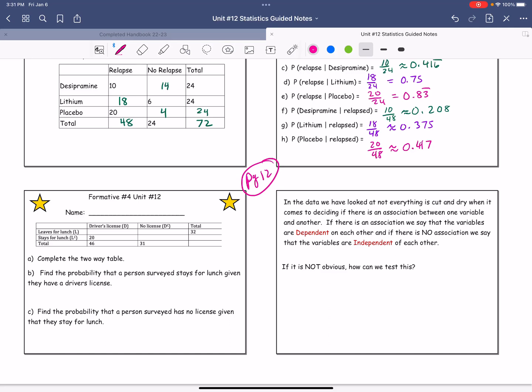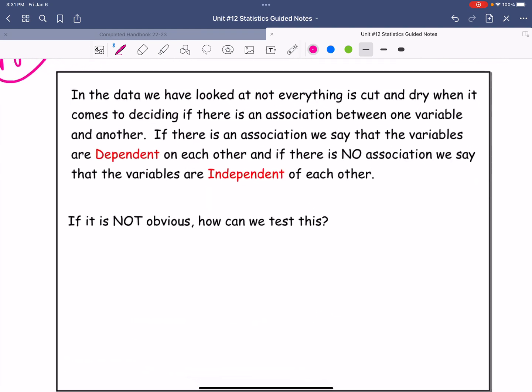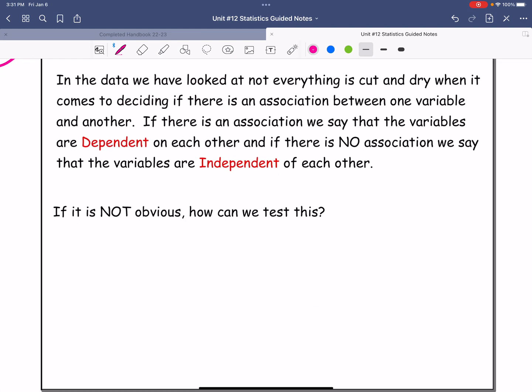Hello, this movie is for independence and dependence. If you're in your guided notes, I think it's around page 12. You have completed formative 4, and now we're looking at how to determine if data is independent or dependent.